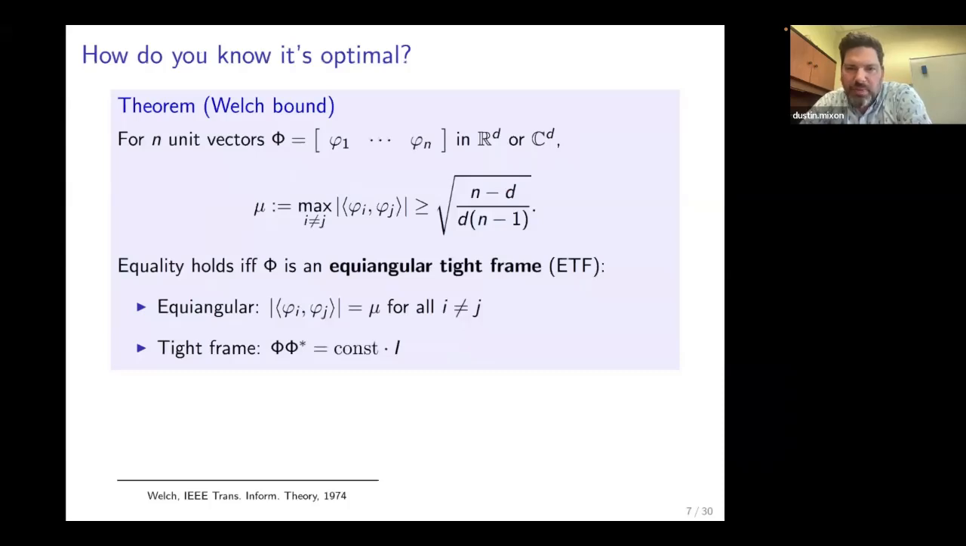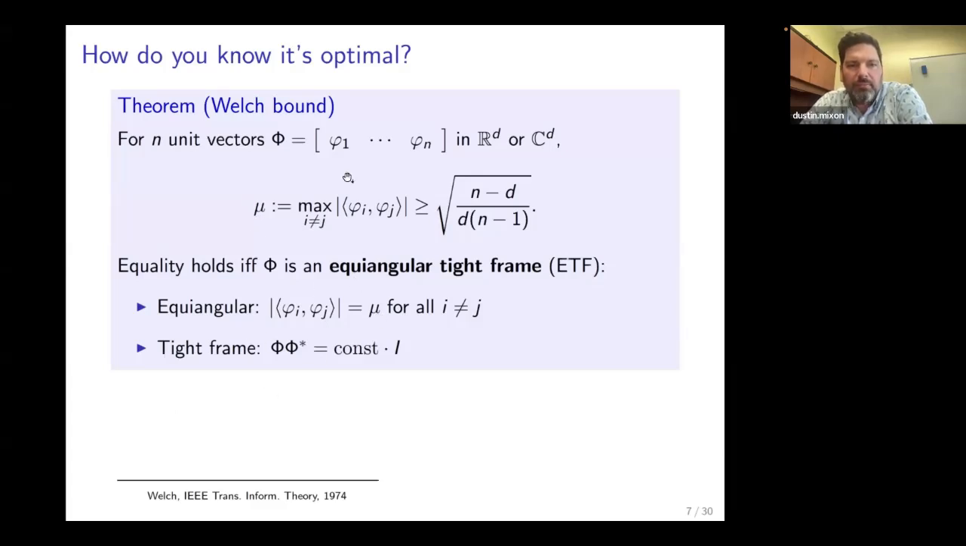Well, there's this thing called the Welch bound. This says if you have n vectors in R^D or C^D, then there's a lower bound on the coherence. It's at least this nasty square root. And furthermore, you can achieve equality in this lower bound precisely when your collection of vectors satisfies two properties at the same time. First, you want equiangular, so the absolute value of the inner product between any two equals the same number, this mu thing. They're all equal to mu.